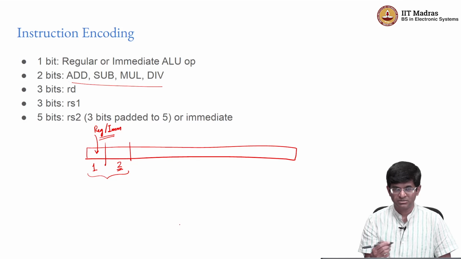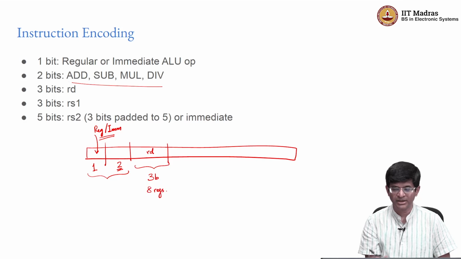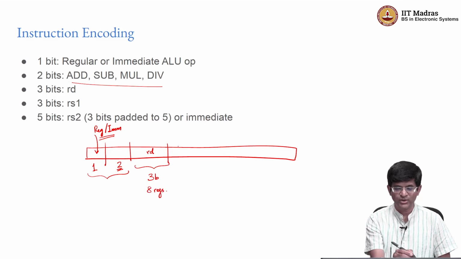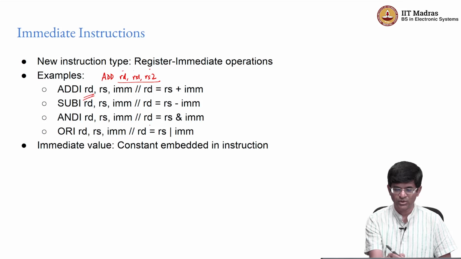And now come the operands. The first operand that I have, I am going to use it to encode RD, and in this case I will use 3 bits. Basically, I am assuming that I have 8 registers, and then as you can see from the previous case over here, I still have at least 1 source register.